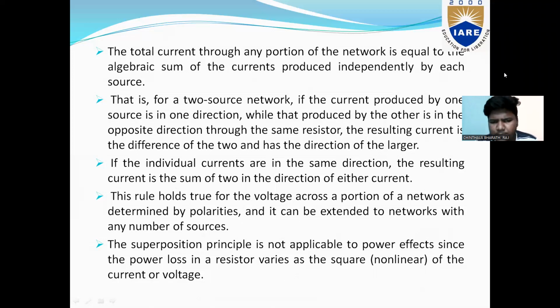The superposition principle is not applicable to power effects, since the power loss in a resistor varies as the square, which is nonlinear, of the current or voltage.